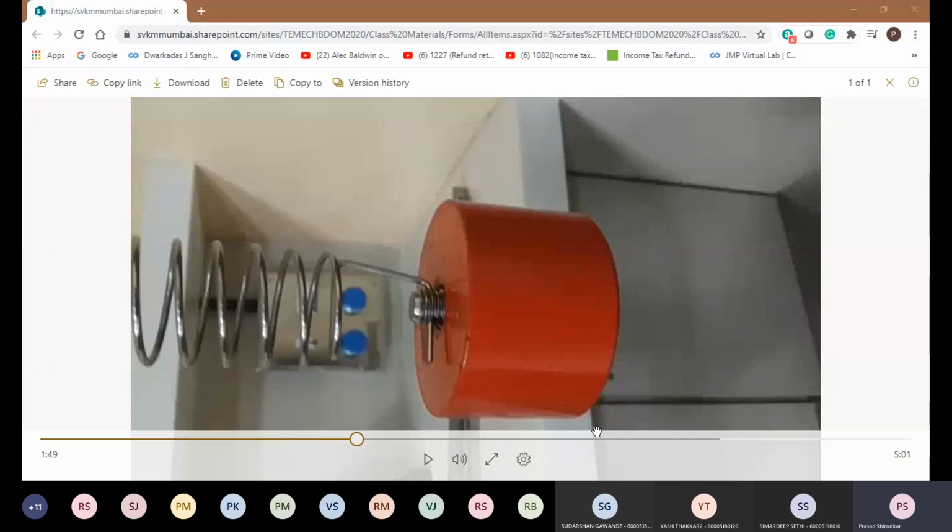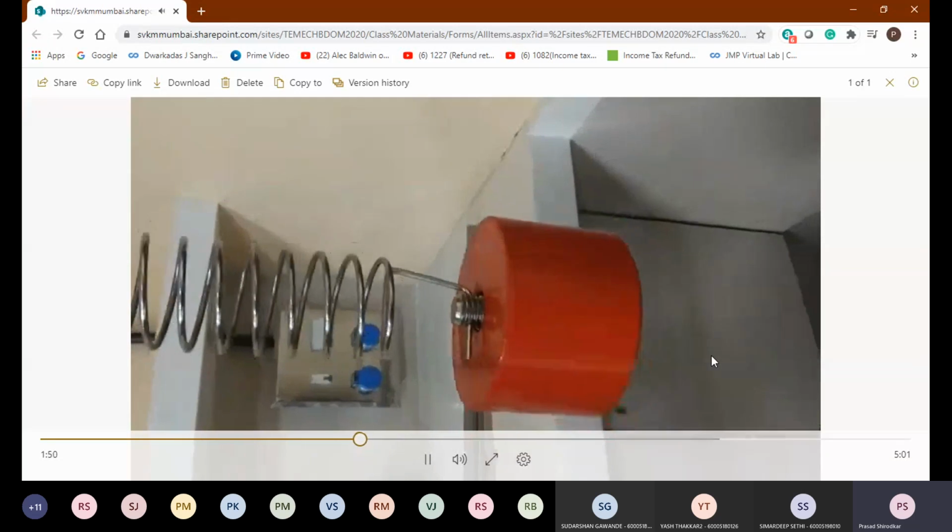All right. Once this observation table is prepared, then prepare the calculation table. Okay. Can we continue with the experiment? Now we have to record the time. Now starting with 1 kg.